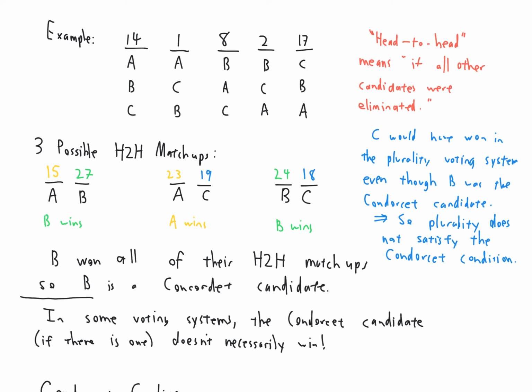One more point to make here is that candidate B, the Condorcet candidate, would have won this election in the Borda count voting system. However, this example alone is not enough to conclude whether or not the Borda count voting system satisfies the Condorcet condition. We can see that in this election, the Borda count voting system selected the Condorcet candidate as the winner, but what we're really asking when we ask about the Condorcet condition is whether the Borda count voting system always selects the Condorcet candidate as the winner if there is one.